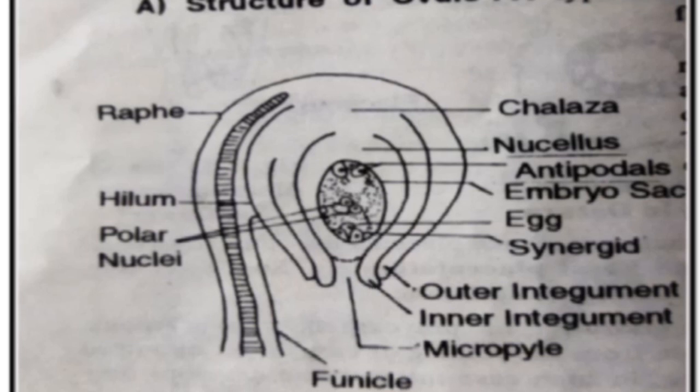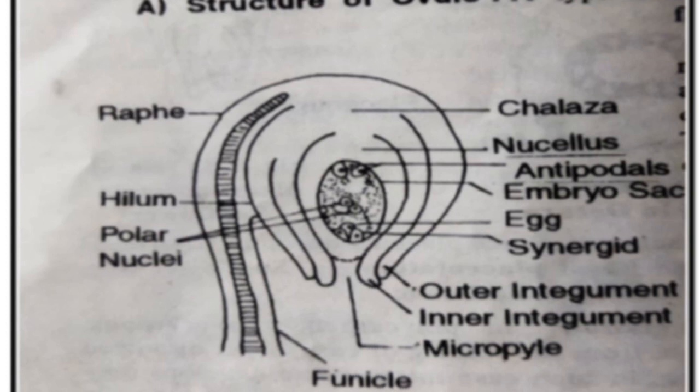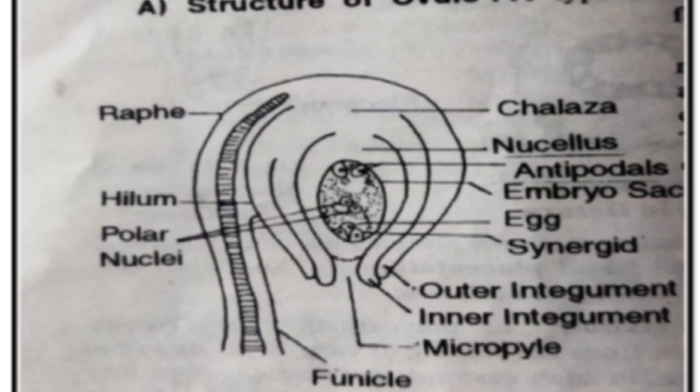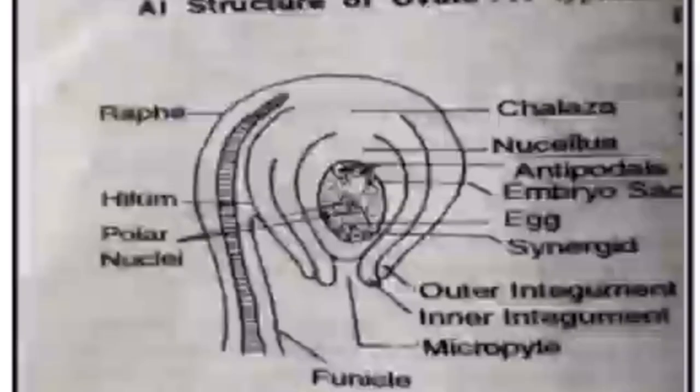The stalk of the ovule is called the funicle, and the main function of the funicle is to give mechanical support to the ovule body. Now the second part of the ovule is the hilum. The point of attachment of the ovule to the funicle or stalk is termed the hilum. Means the ovule body is attached to the stalk of the ovule at that base point, and that is the hilum.